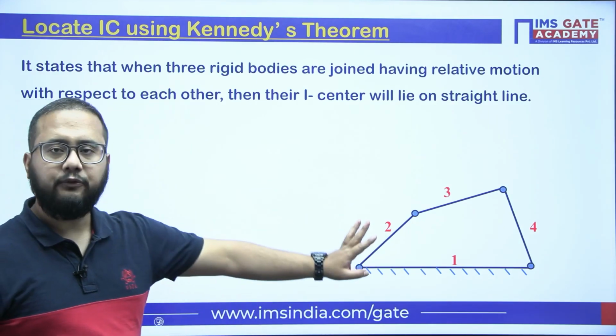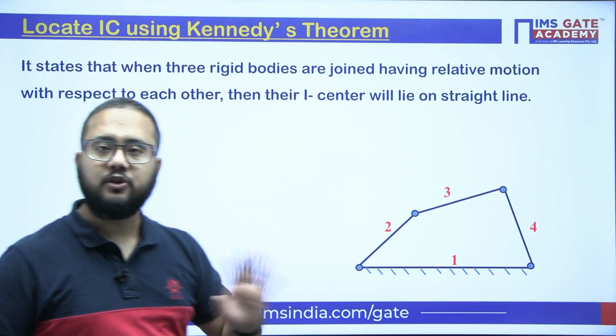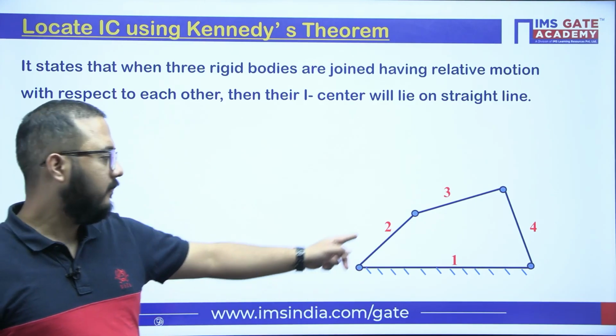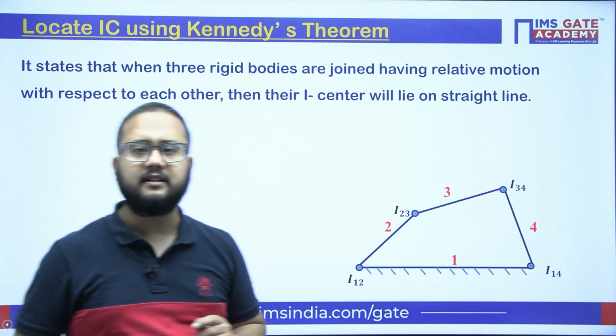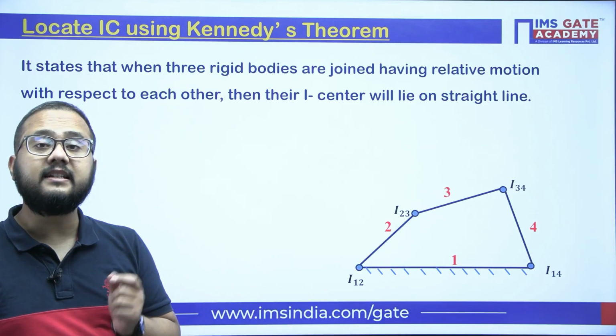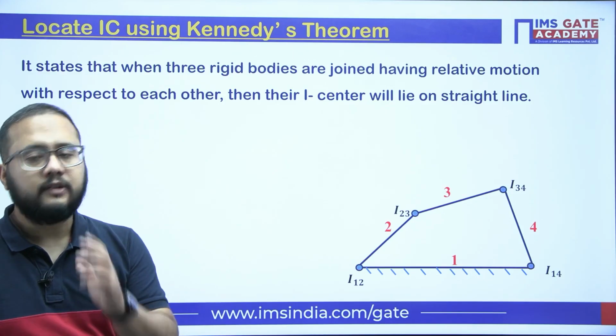So, links 1, 2, 3, 4, link 1 is fixed here. Now, in a 4-bar mechanism all are pin joined. So, I12 is here, I23 is here, I34 is here and I14 is here, right. So, these are the eye centers. The other eye centers, I24 and I13, I need to find out, right. So, let us start here.